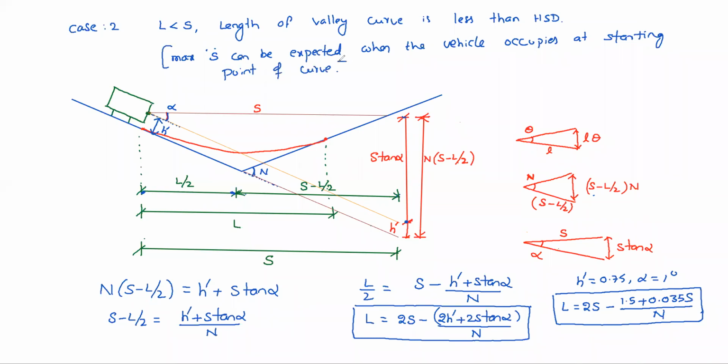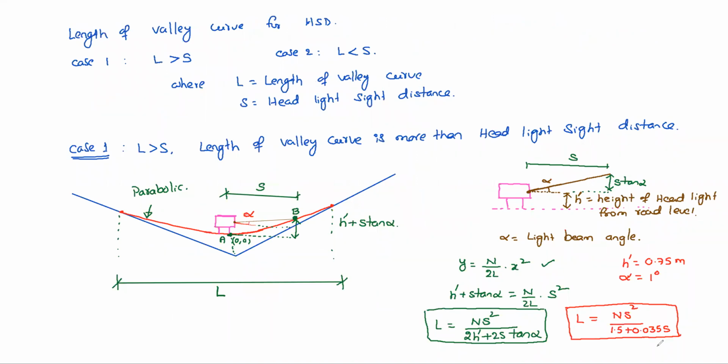So this is the very important, crucial thing for us. When the vehicle occupies the starting point of the curve, then only you can expect maximum S. As the vehicle moves downwards, obviously S decreases. So maximum S can be expected whenever the vehicle occupies the starting point of the curve. But in the previous case, S is less than L. That means L is more, S is less.